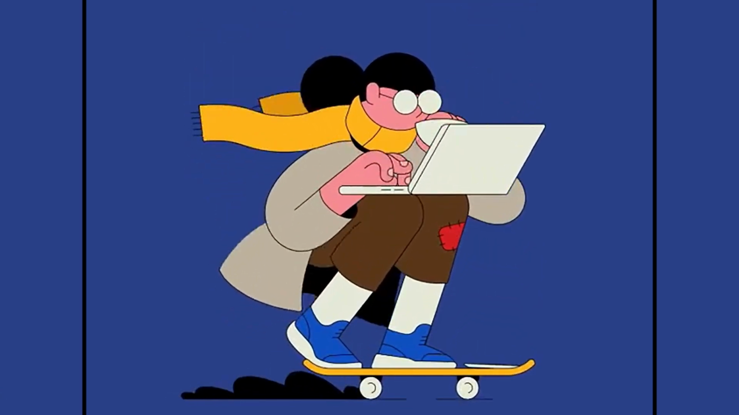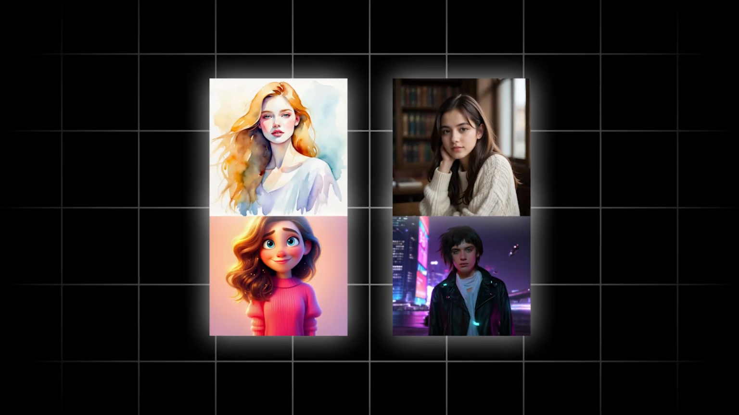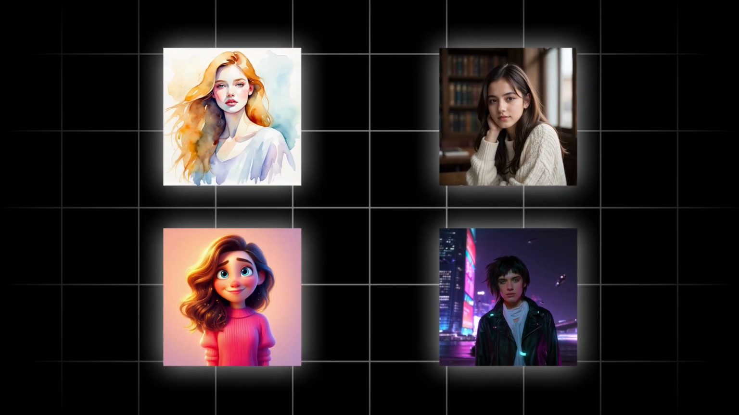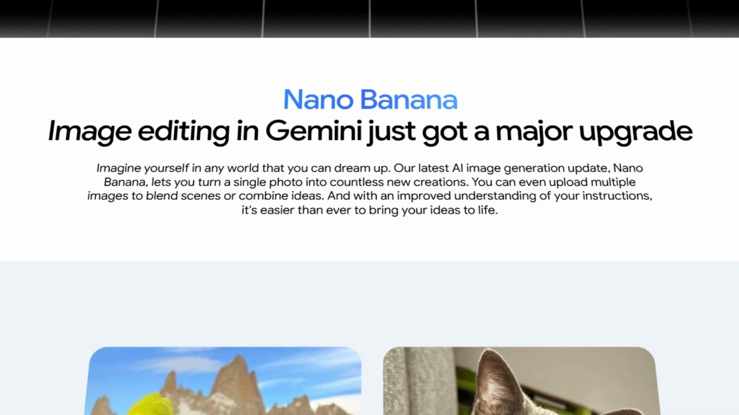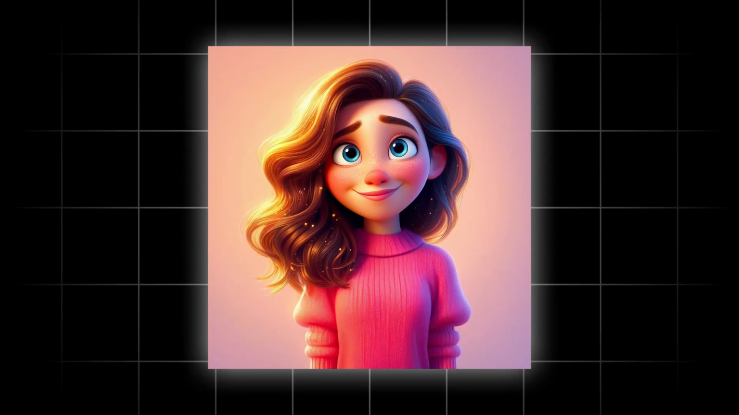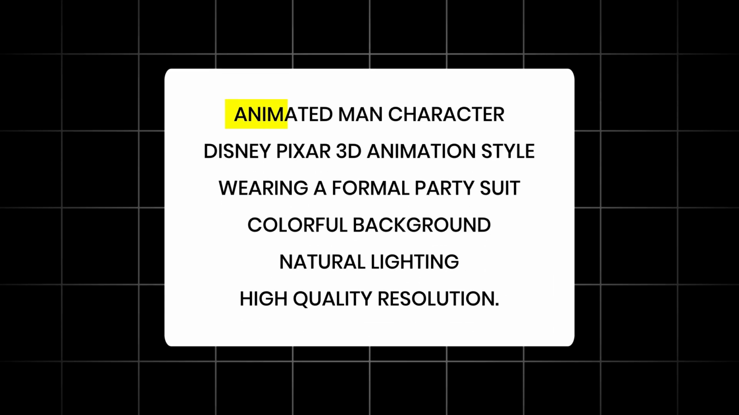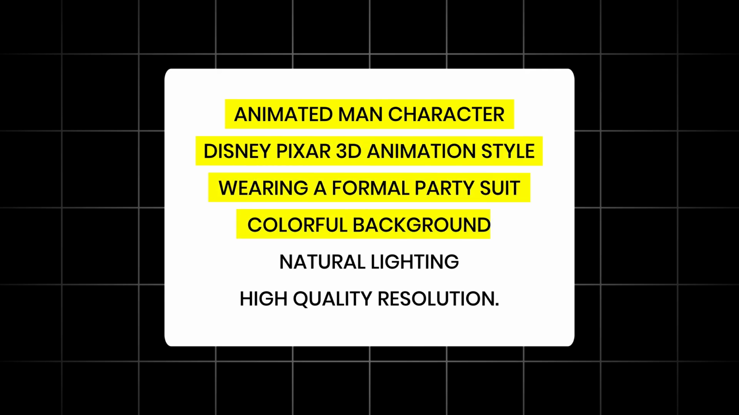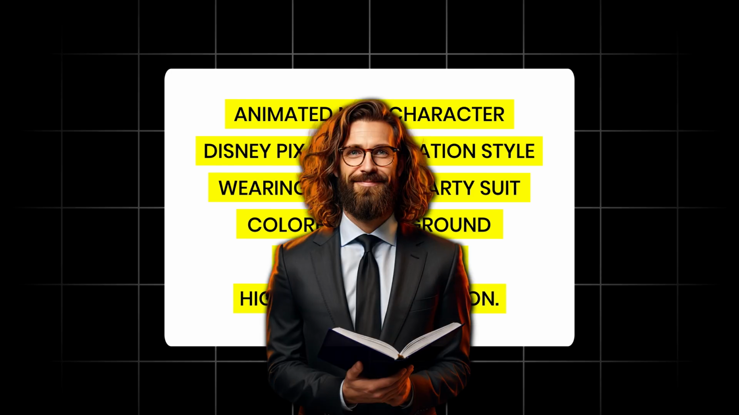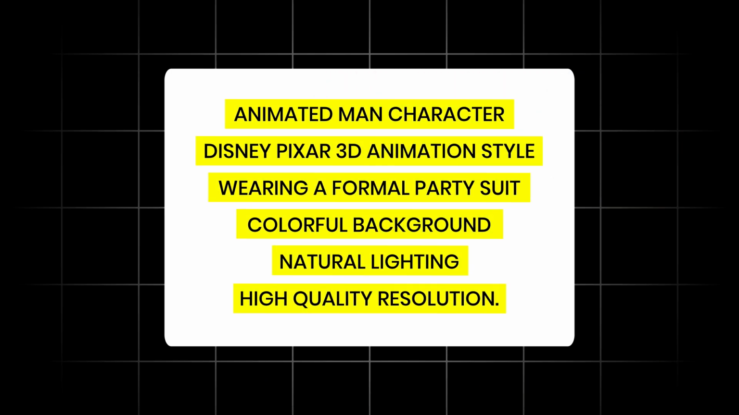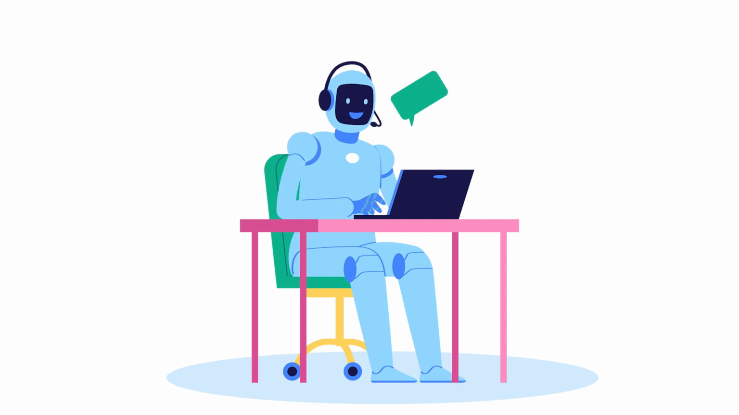Let's start with character creation, because this is where everything either comes together beautifully or falls apart completely. The style you choose here will determine how well your lip sync performs later on. We'll be using Nano Banana to generate our base images, since it gives us high quality, customizable results that work really well for lip sync projects. If you're going for that animated Disney style look, you'll want to use prompts that really emphasize those exaggerated features. Try something like animated man character, Disney Pixar 3D animation style, wearing a formal party suit, colorful background, natural lighting, high quality resolution. The reason this works so well is that those bold, stylized features give the AI much clearer reference points for accurate lip synchronization.